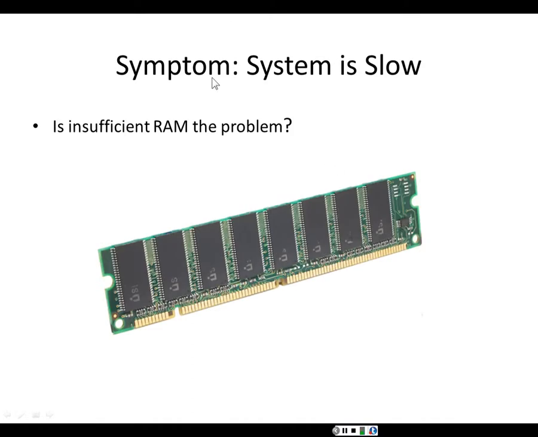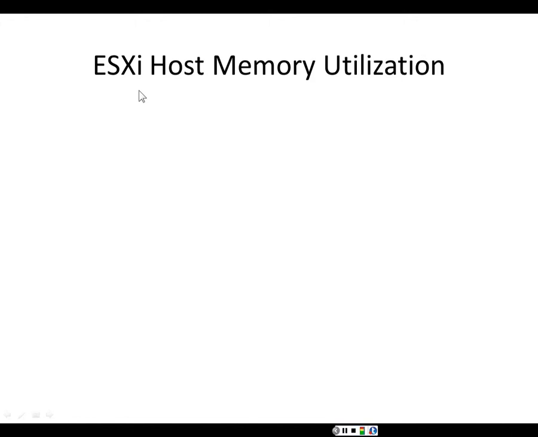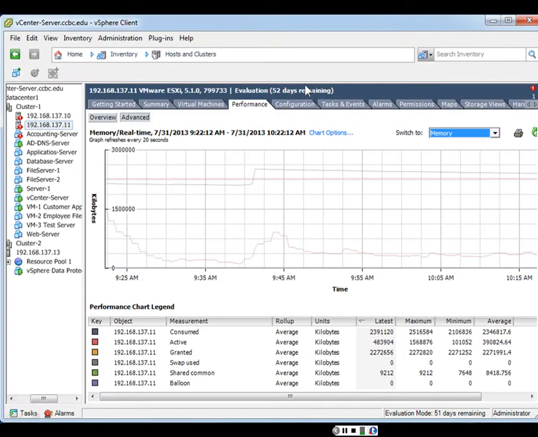Suppose the user still says that the system is slow. Well, then we have to ask the question, is the problem insufficient RAM? We can look at the ESXi host memory utilization. To do that, we select the ESXi host and we select the Performance tab, and then we select the Memory tab. And then we can see these different variables right here.